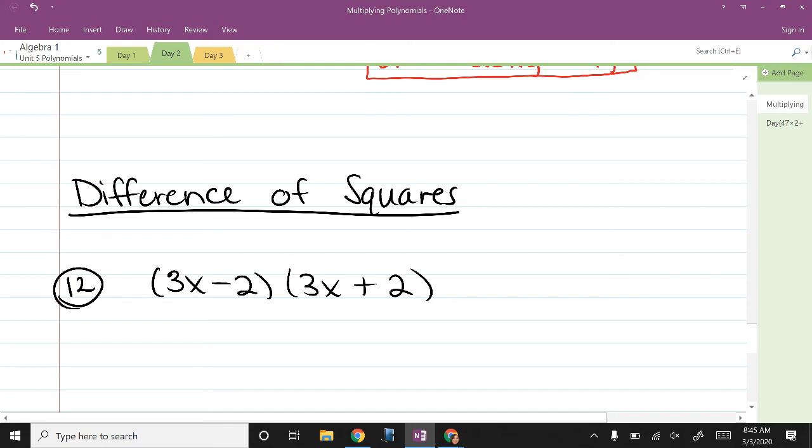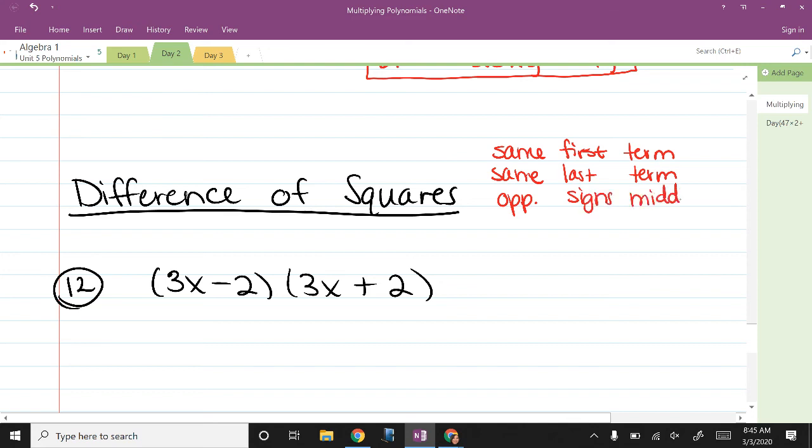Same first term. I'll write that down. Same first term. Same last term. Opposite signs in the middle. That is what makes a difference of squares.